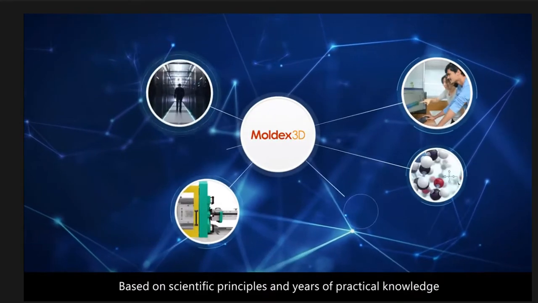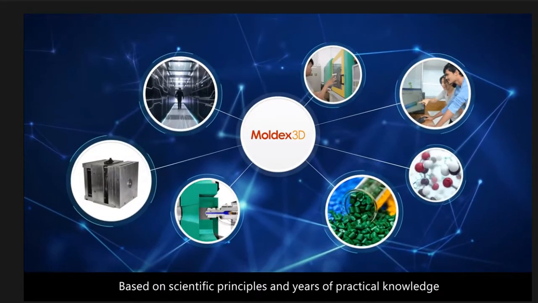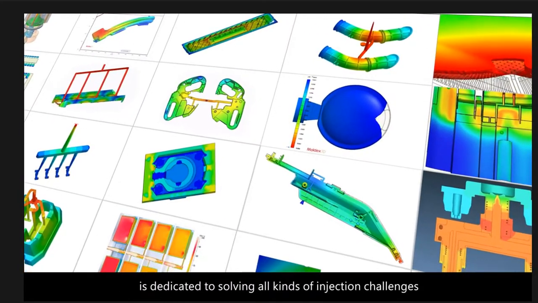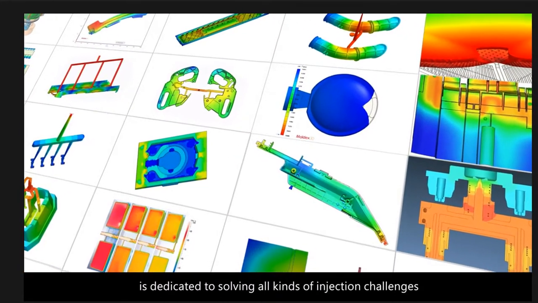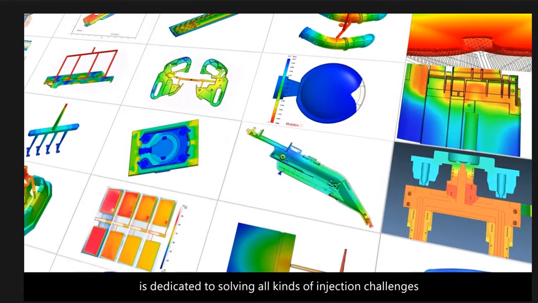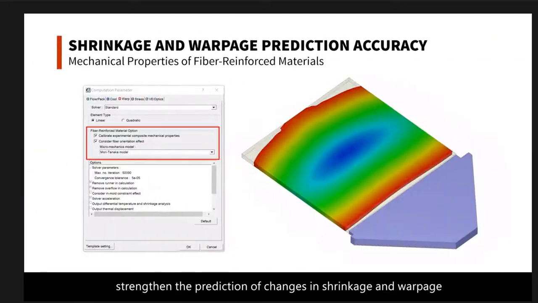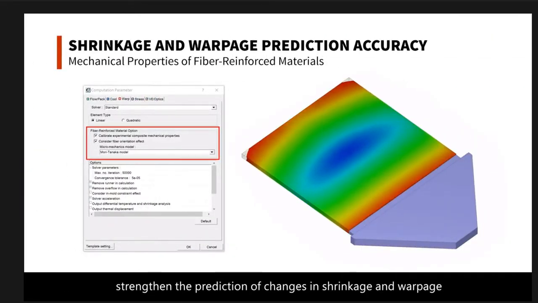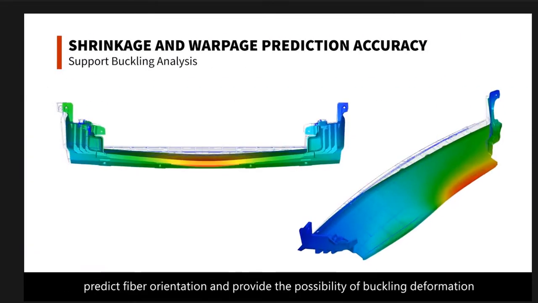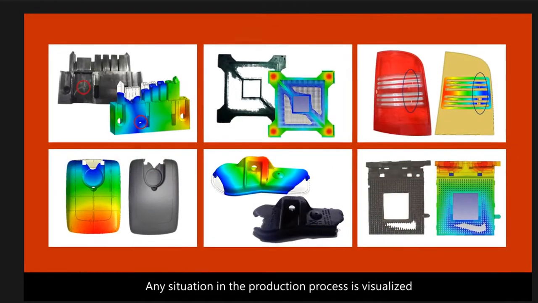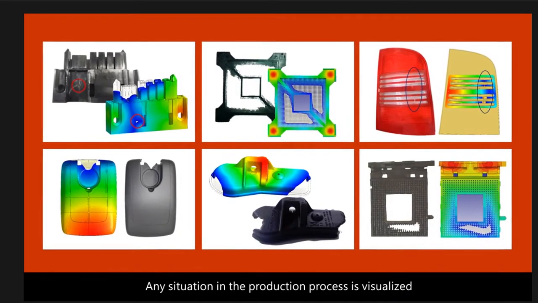Based on scientific principles and years of practical knowledge, Moldex3D molding analysis software is dedicated to solving all kinds of injection challenges. We provide high-precision predictive analysis, strengthen the prediction of changes in shrinkage and warpage, predict fiber orientation, and provide the possibility of buckling deformation. Any situation in the production process is visualized.